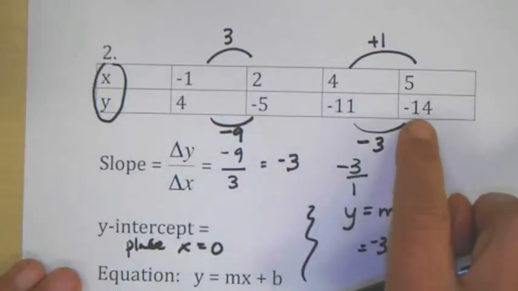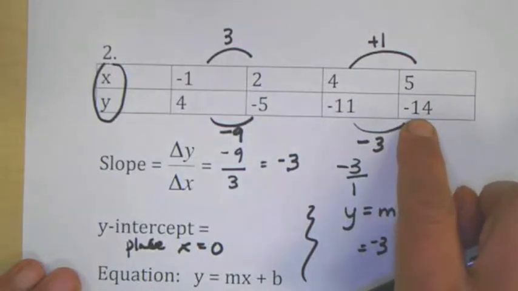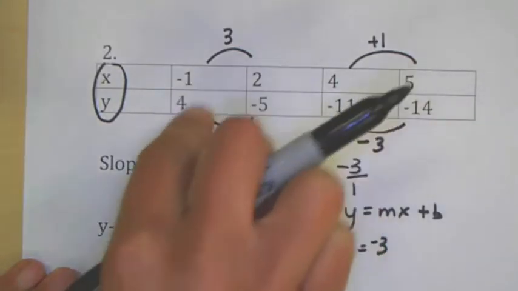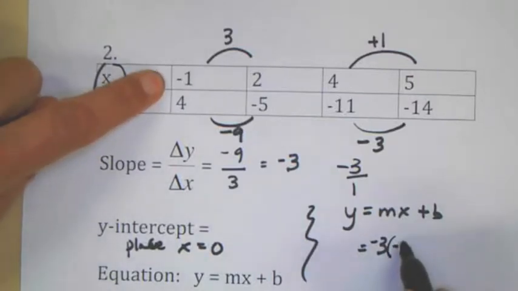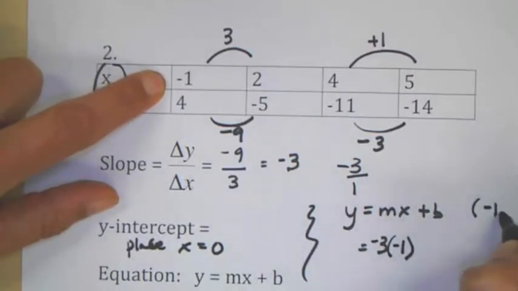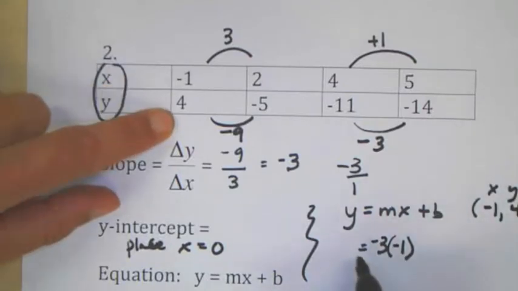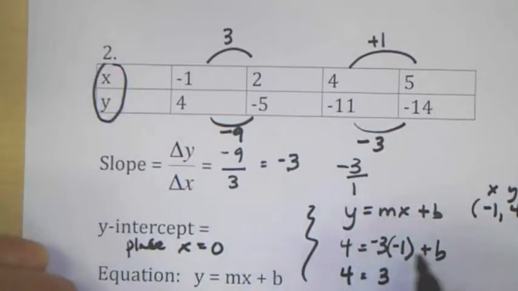I don't want to pick a large negative number. I'm going to pick something smaller just so that the multiplication is a little bit easier. So I'm going to plug in x is negative 1. I'm plugging the point negative 1, 4 into my x and y values. The y is 4, so I get 4 equals negative 3 times negative 1, which is positive 3, plus b. So I can see that my y-intercept is 1.